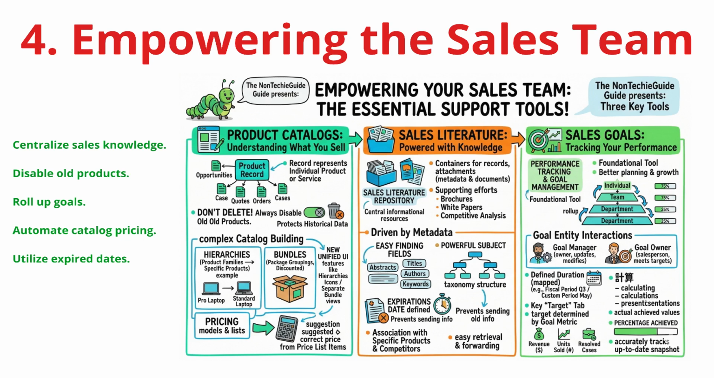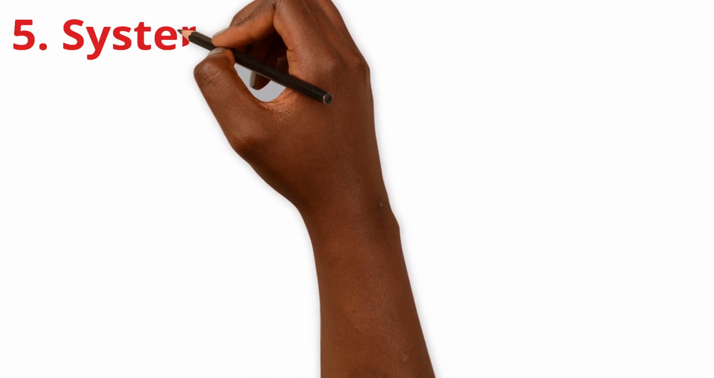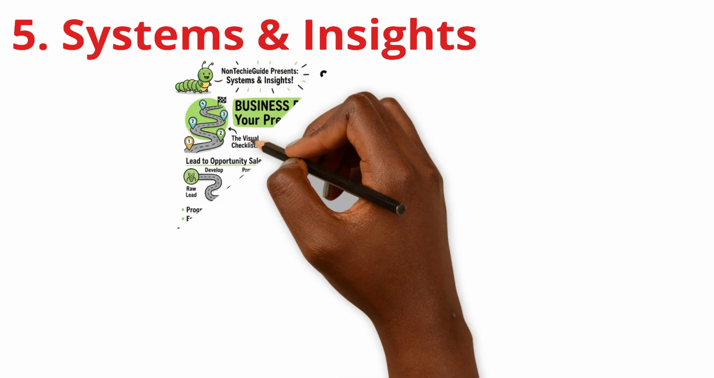Finally, track your performance with sales goals. This foundational tool facilitates goal management by rolling up targets from individual salespeople up to the team and department levels. Defined durations for fiscal or custom periods allow managers to modify properties while goal owners meet targets. Key tabs utilize metrics like revenue or units sold to accurately calculate an up-to-date snapshot of actual values achieved against percentages achieved.